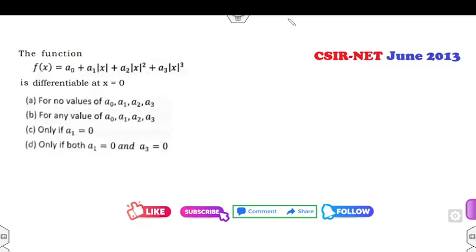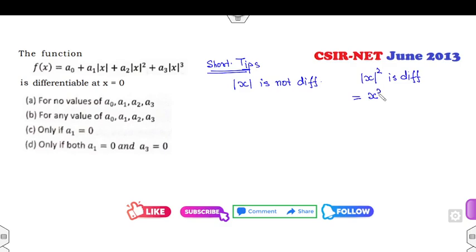Now, the function, okay. Firstly, I will give you the shortcut tips related to the modulus value. Remember that mod of x is not differentiable. Fine. Mod of x square is differentiable. Why? Because mod of x square is always x square.